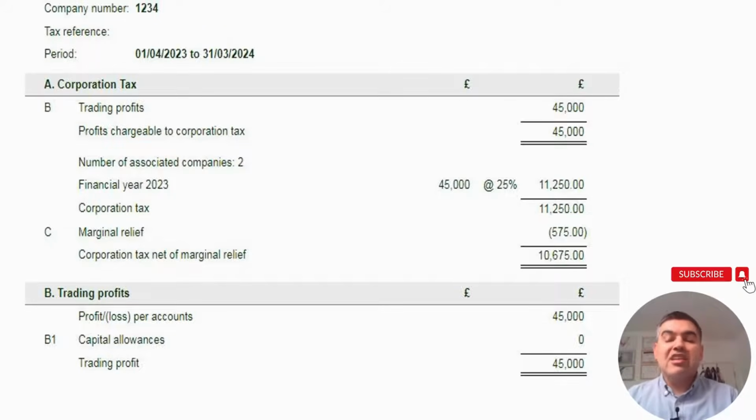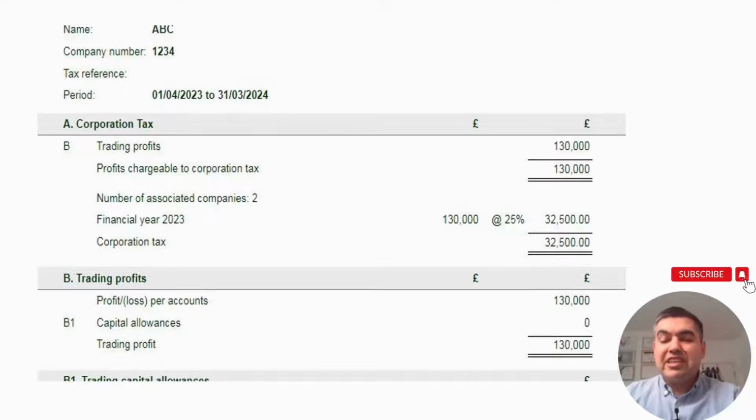And then the marginal relief will be available based on the formula you need to use. So you need to be vigilant. You need to see if the accounting period is shorter than 12 months or there are associated companies. You need to look at every single factor, because that's why I want to give you all the examples. Make sure you understand this concept.